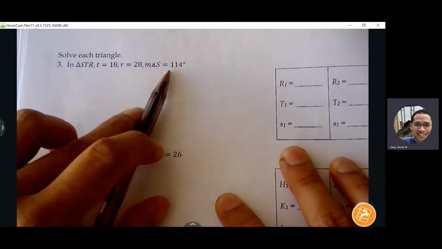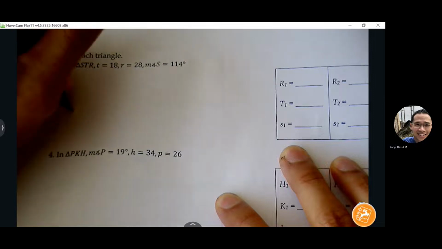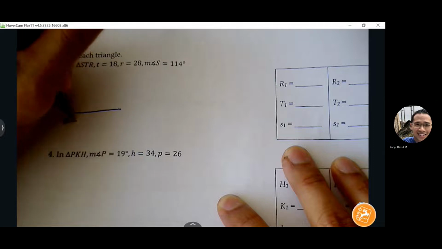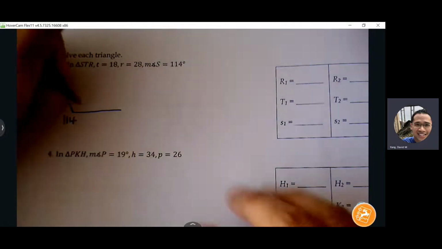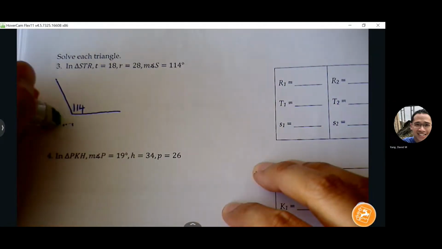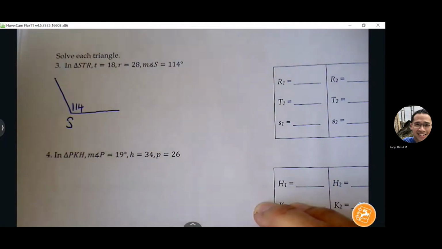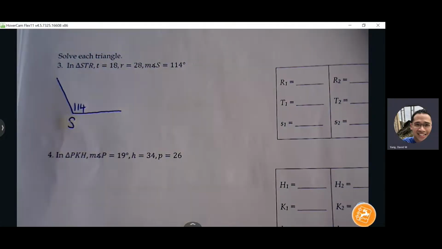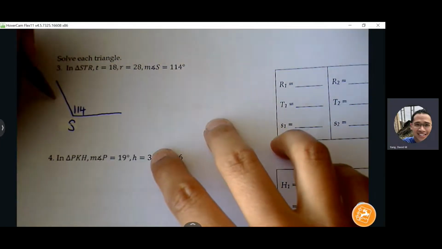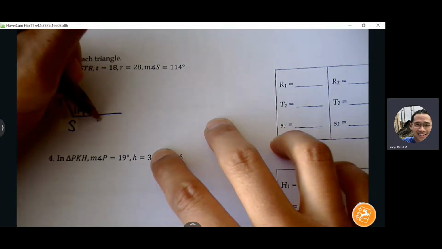Okay, so I'm always going to start with the angle. Sorry, I should put here, 14. T is 18. So it doesn't matter which one I choose. I'll choose T being here. And R is 28.